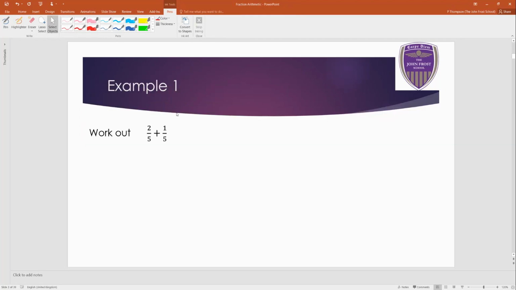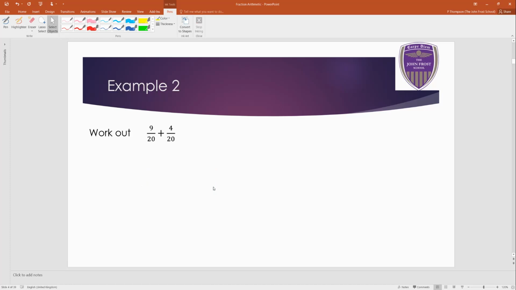All right, so this first one, we've got to do 2/5 plus 1/5. This is the easiest one you're ever going to get, because 2/5 plus 1/5 is just 3/5. 2 of something plus 1 of something is 3 of the same thing. So if you've got the same denominator for two fractions, remember, you just add the two numerators together, and leave the denominator the same.